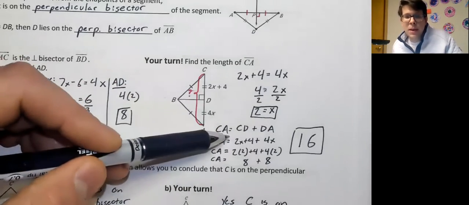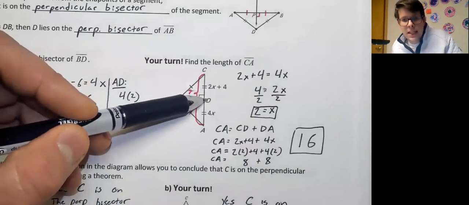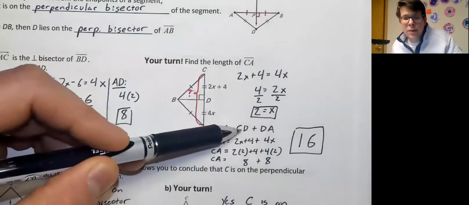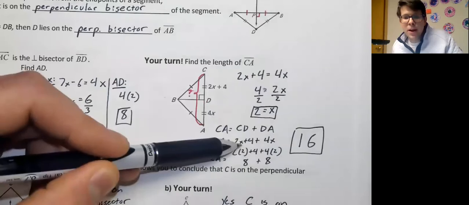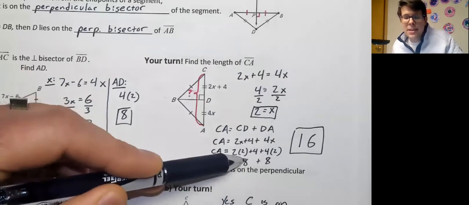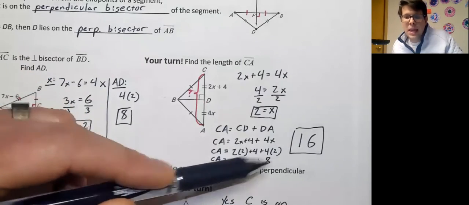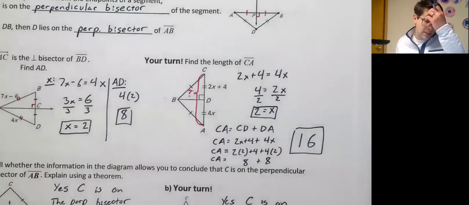Now CA is going to be a combination. It is both a combination of CD and also DA. So I've written out CD plus DA here. And then I've used my 2x plus 4 and my 4x to put them both in there. Not surprisingly, I get a distance of 8 for both of those. And then when I add those 8s together, I get a total distance of 16.